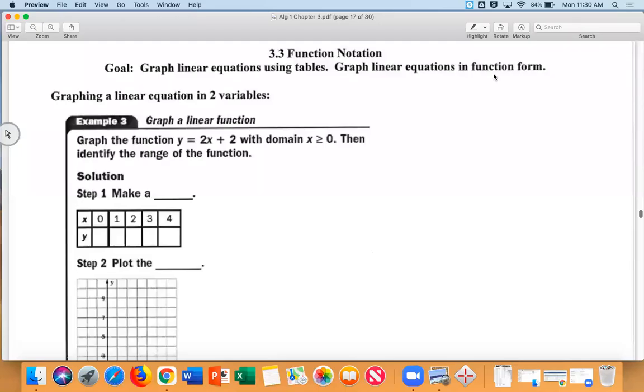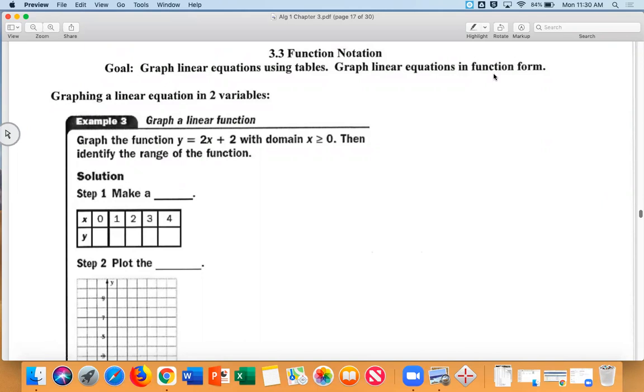3.3, function notation. Function notation, something kind of new. It's different. I don't think it's that hard to wrap my head around, but then again, I've been doing it for a while. Later on in this section, when we see this cursive F, I like to think of the F as standing for function. You'll see what I mean. All right, let's get started.